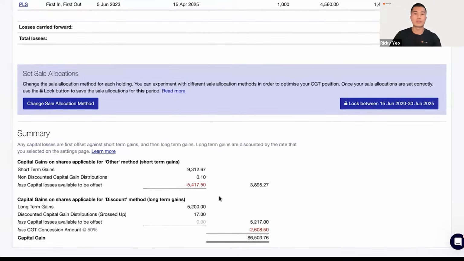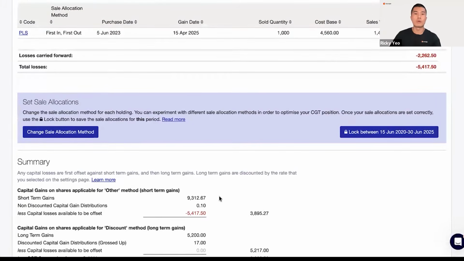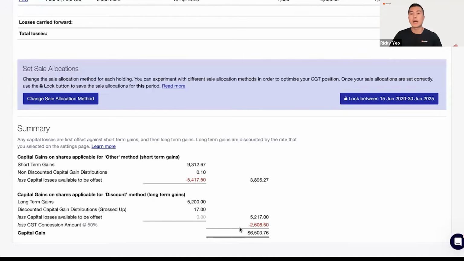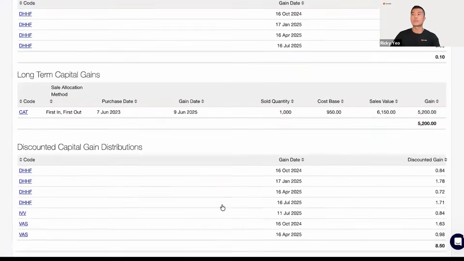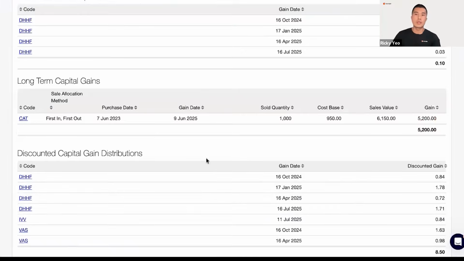So that's something you can do if you have any capital losses that you want to carry forward to the current financial year, or carry into the coming financial year as well. That's the losses carried forward.